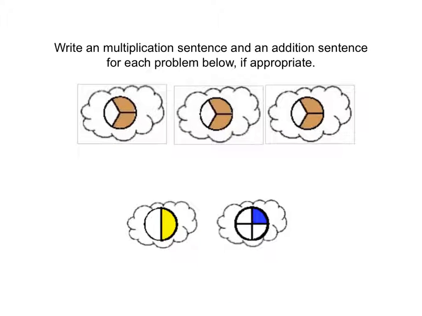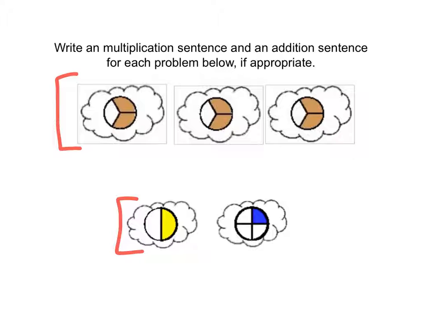One last thing I want us to look at is just 2 different examples. So this would be problem 1, and this is going to be problem 2. I want you to pause the video and just ask yourself, what would be a multiplication sentence and an addition sentence I could write for each problem below, if it's appropriate.